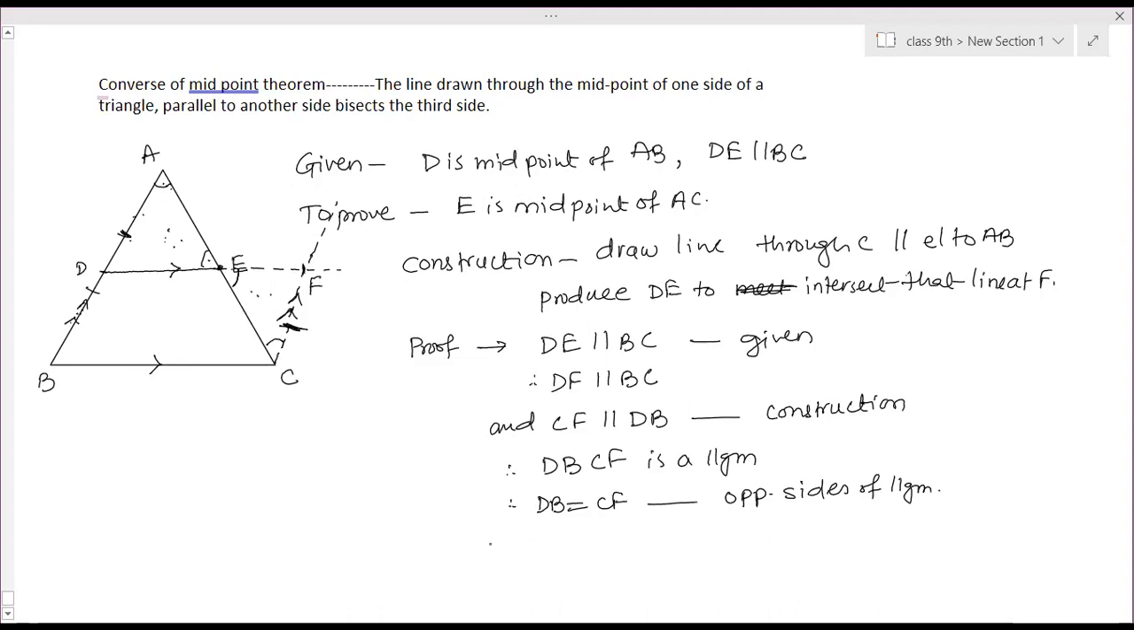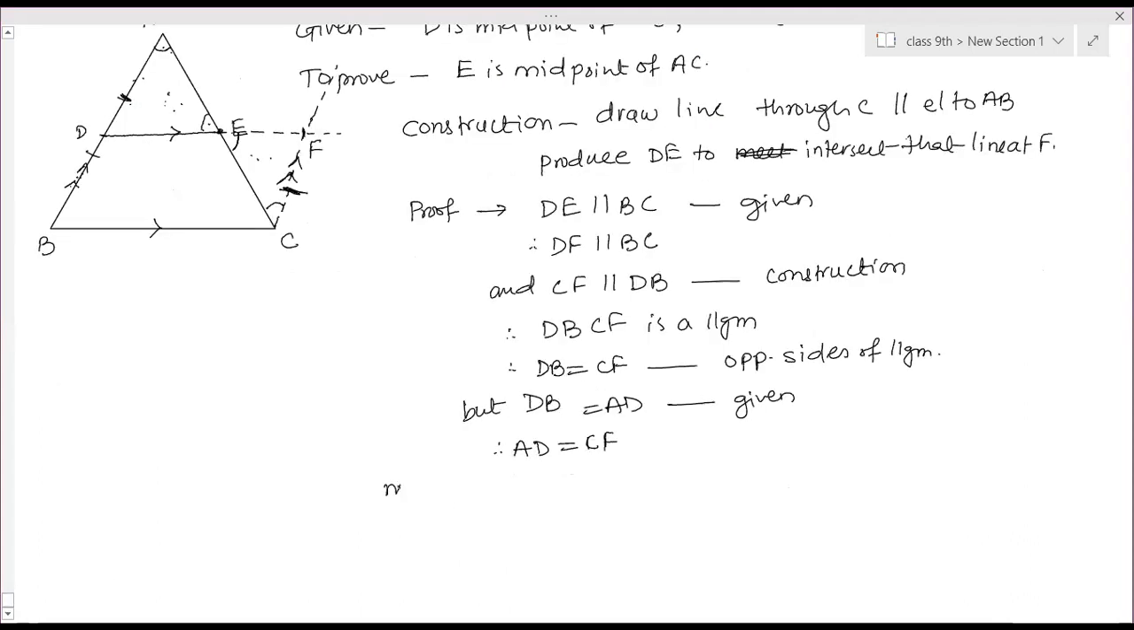Then DB, but DB is equal to AD, given. Therefore, AD is equal to CF. Now, in triangle AED and triangle ECF, AD is equal to CF, proved.